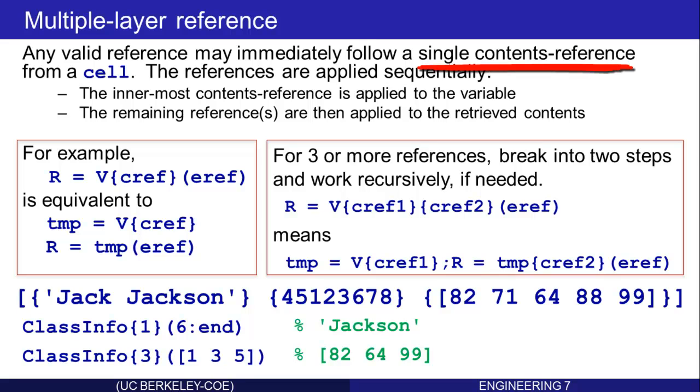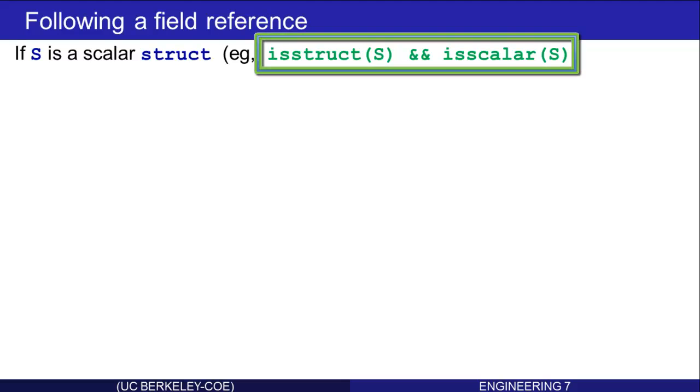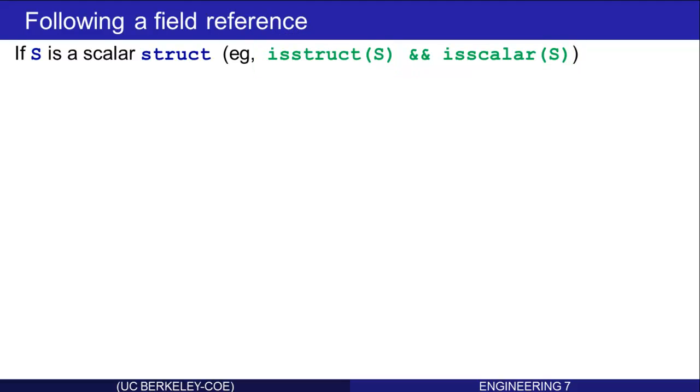Earlier we saw that following a single contents reference of a cell, other references can be applied directly. Here are two examples of that. What about following a field reference from a struct? Take a scalar struct S so that isStruct and isScalar both return logical truths.